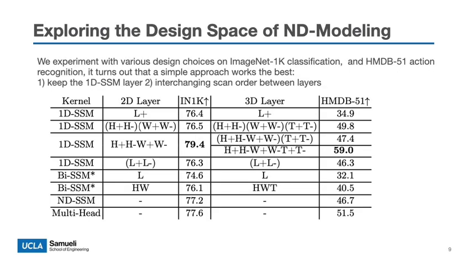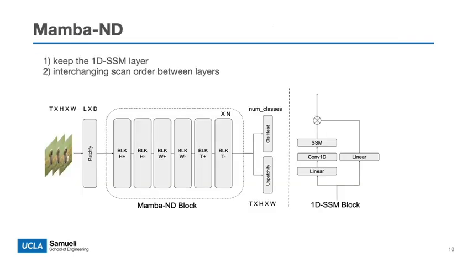We experiment with all these design choices on ImageNet-1K classification and HMDB action recognition. It turns out that a simple approach works the best. First, we keep the 1D SSM layer untouched. Secondly, we interchange the scan ordering between layers. Our final design is shown in this graph, where we have a Mamba-ND block consisting of 6 layers, each of which is a simple 1D SSM layer, but they process the input sequence in a different direction.